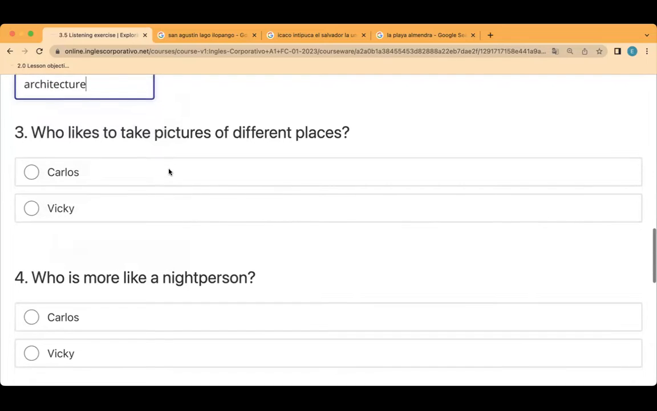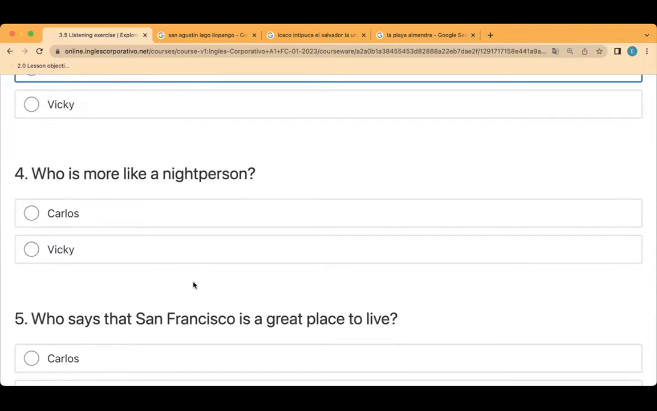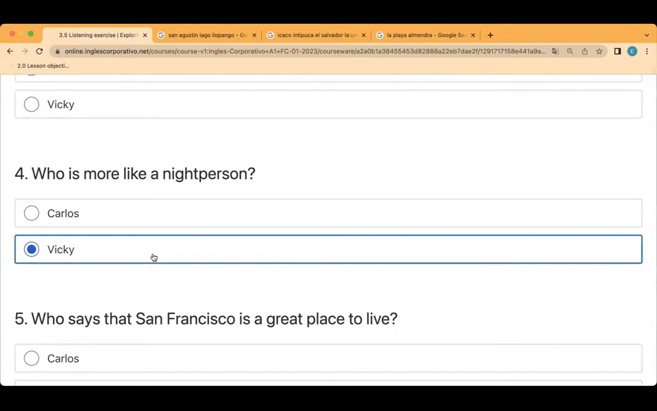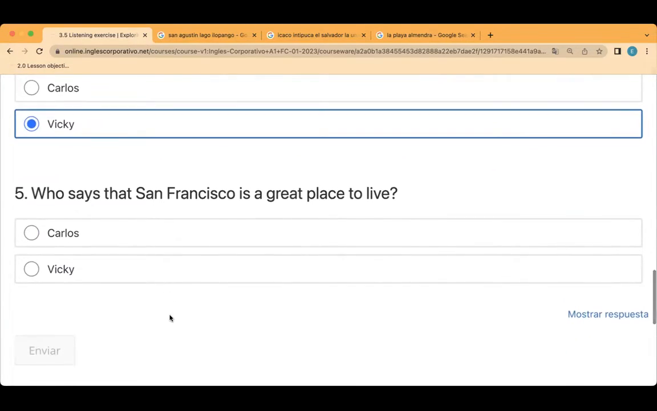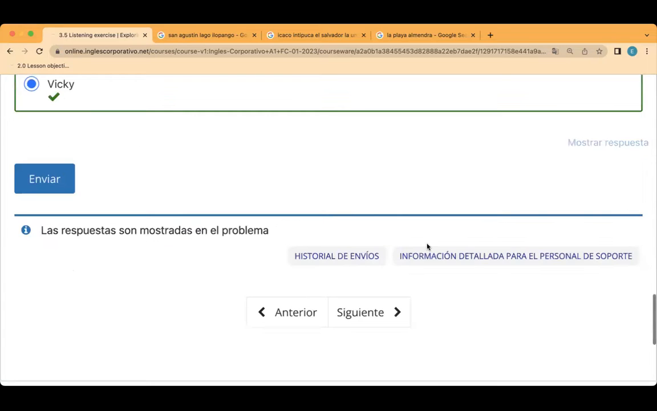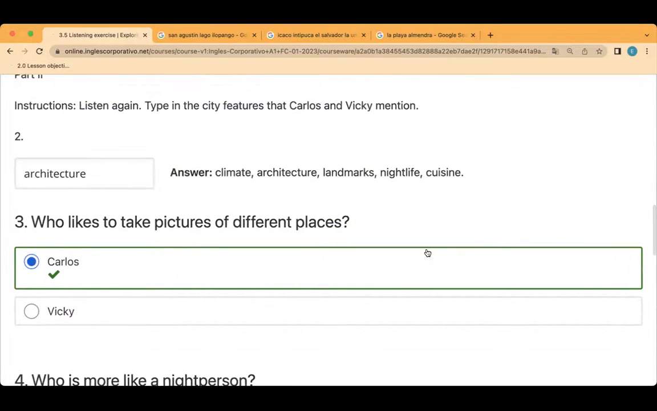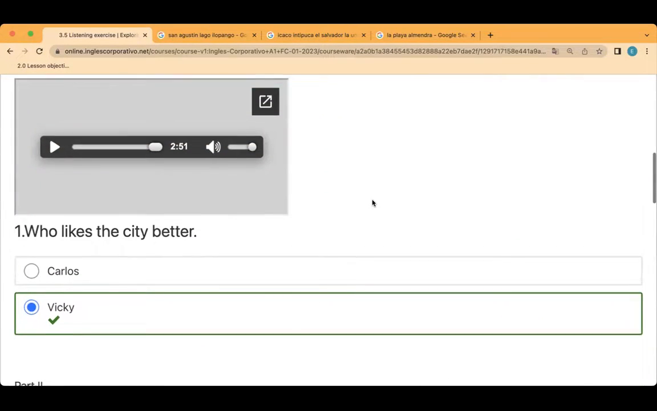Architecture. Who likes to take pictures of different places? Carlos. All right. And who likes to go out at night? Who's more of a night person? Vicky. Okay. And who says that San Francisco is a great place to live? Vicky. Okay. Let's take a look. Very good.